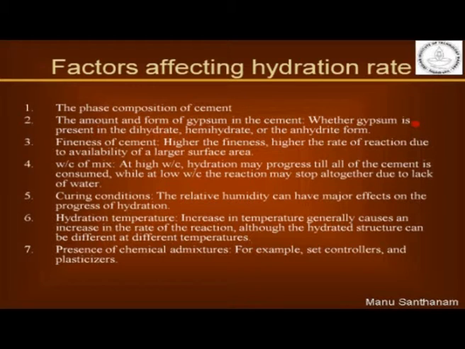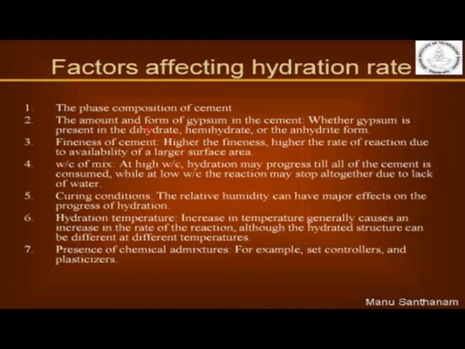The second is the amount and form of gypsum in the cement. I told you earlier, in the ball milling process, when the gypsum is added to the cement, because of the heat produced there, you can convert part of the gypsum into hemihydrate or anhydrite also. The rate at which gypsum reacts with C3A determines the rate at which you form ettringite. So if your gypsum is more reactive, that means if you have hemihydrate or anhydrite in the system, you will form ettringite much faster. That is all.